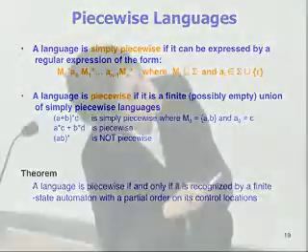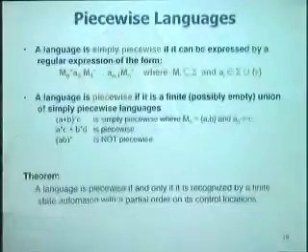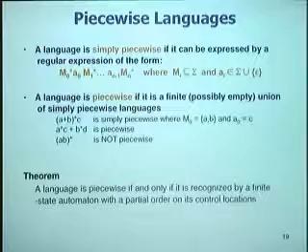So what does this language look like? Basically, it's a subclass of regular languages. It can be expressed by this expression, M0 star, A0, M1 star, and so on, where the Mi's are basically a set in sigma, and Ai is a letter in sigma or is epsilon. We call a language piecewise if it's a union of simply piecewise languages.